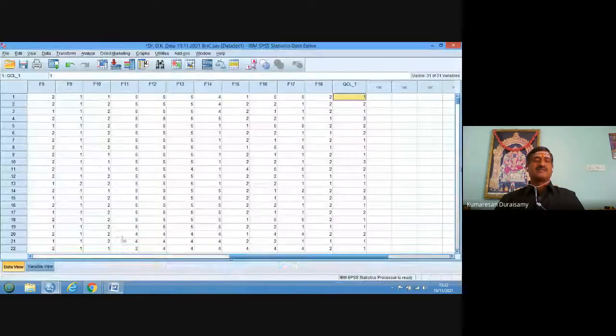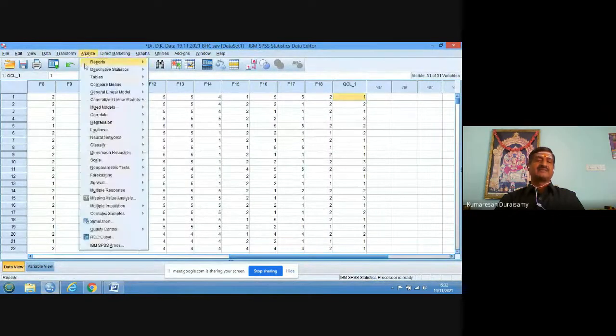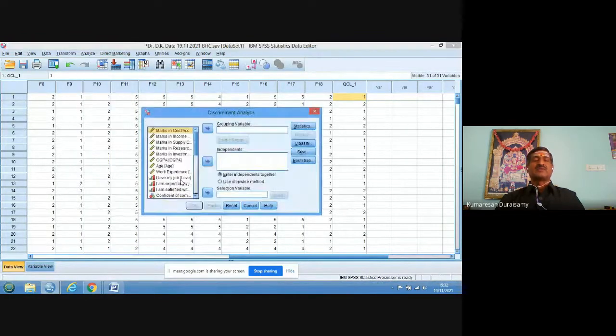Again, go to analyze, the same, classify, and come to discriminant analysis. It is also called DFA, discriminant function analysis. The result will be given in function 1, function 2, function 3, like that, or sometimes only one function will be given. Based on that, we have to write the interpretation. So, discriminant function analysis or multiple discriminant analysis.